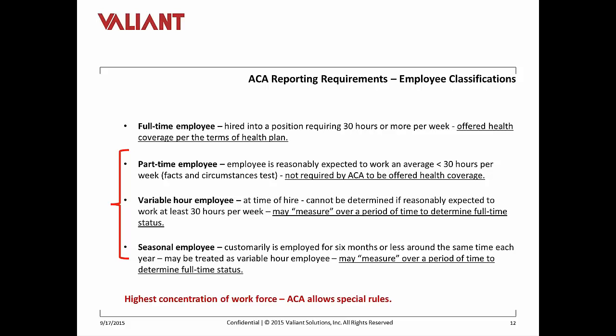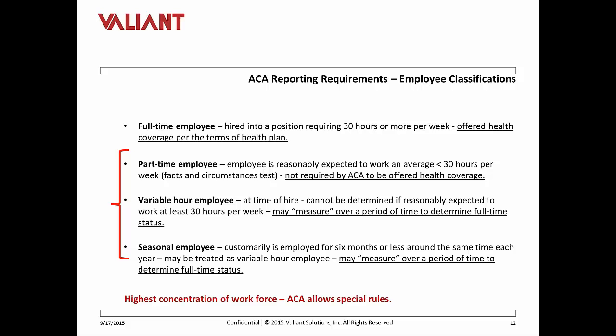The next classification are the part-time employees. And this is an individual hired into a job where it's reasonably expected that that individual will work less than 30 hours per week. Perhaps this individual is hired for Monday, Wednesday, and Friday shifts, or Thursday, Saturday, and Sunday shifts. Whatever the case may be, that individual is not expected to work 30 hours or more per week. That is a part-time employee. Part-time employees, according to the ACA regulations, are not required to be offered health benefits. So if we can classify our part-time employees, we're saving money by not having to offer benefits to those individuals.